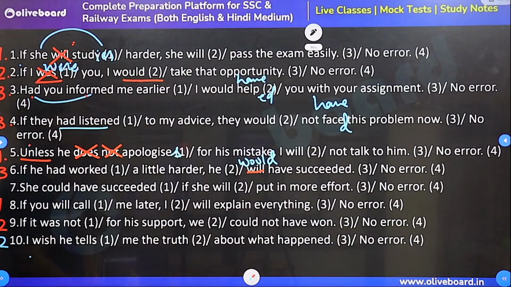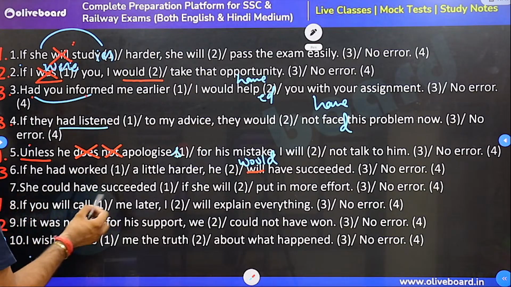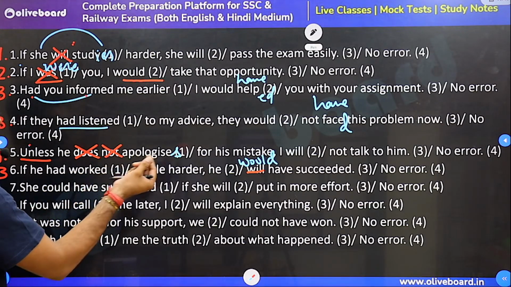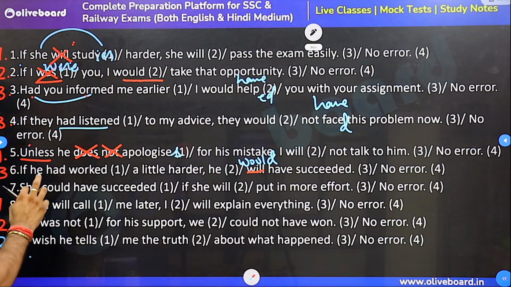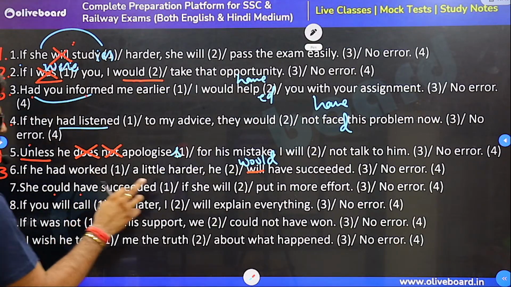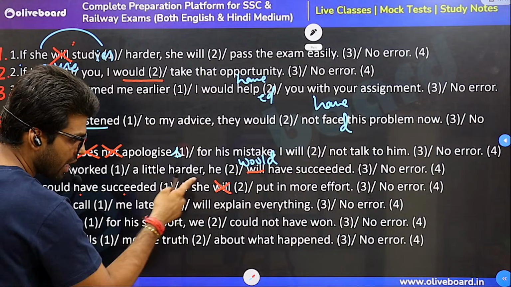Seventh one, she could have succeeded if she will. Great. Okay, she could have succeeded. Mentioning a possibility by changing the model from would to could. But the third way, could have V3. Okay, if she will, conditional clause can never be in future.